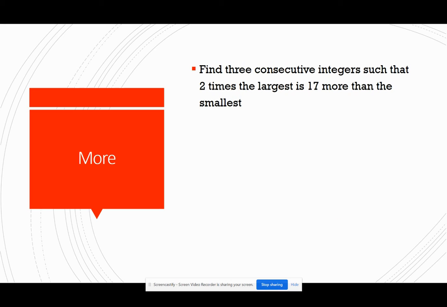I want to find 3 consecutive integers such that 2 times the largest is 17 more than the smallest. So consecutive integers, once again, are n, n plus 1, n plus 2. So 2 times the largest, and I know a lot of us are going to say, oh, 2n plus 2. No, because 2 times the largest quantity is 2 times n plus 2. So we have to put it in parentheses to make sure we're multiplying by both. If I just do 2n, you're forgetting about the plus 2. The plus 2 is still part of the quantity.